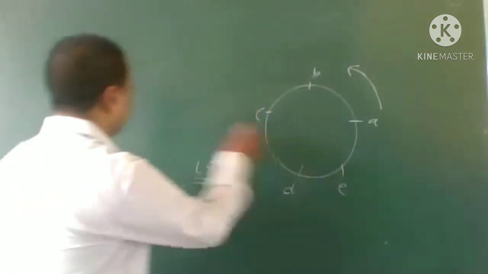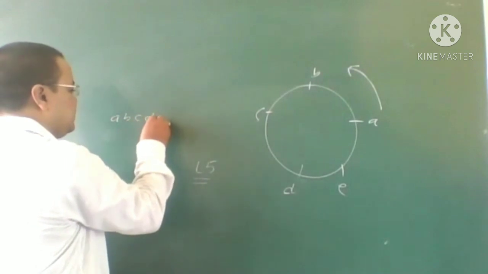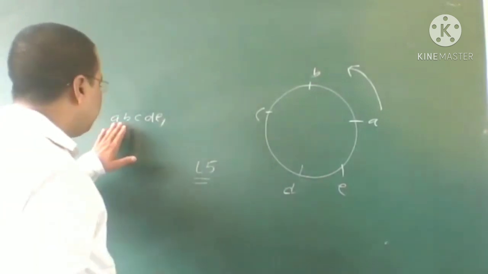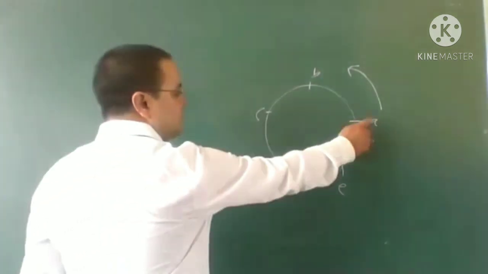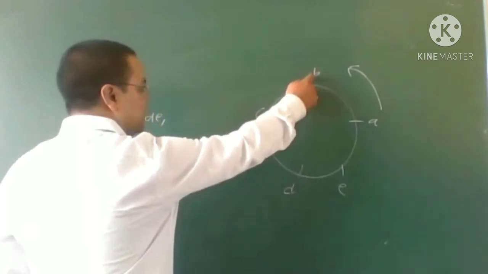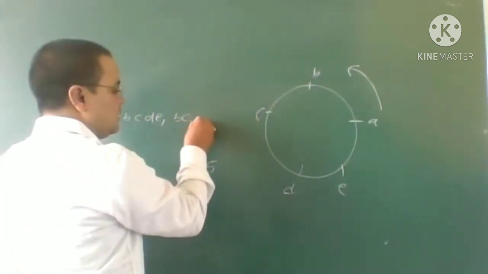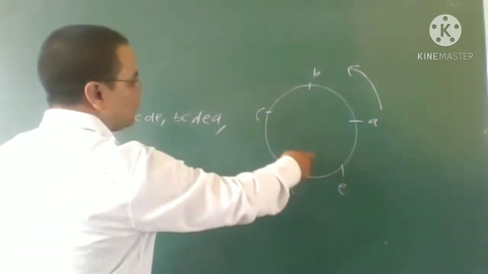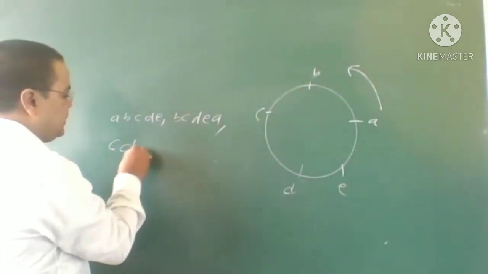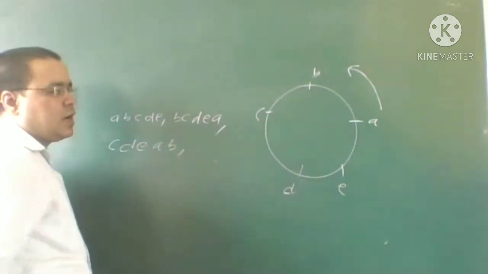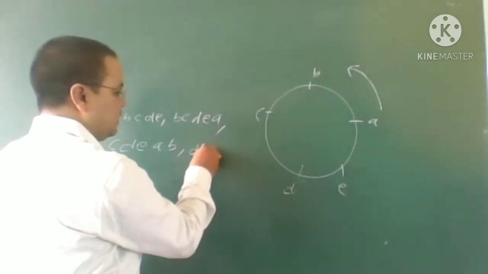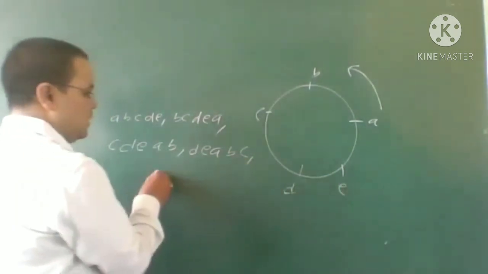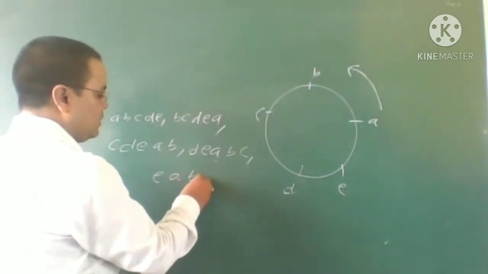But if we write A, B, C, D, E, try to understand, there is something different. Taking these attributes A, B, C, D, E, we can write B, C, D, E, A. Again, we start from C: C, D, E, A, B. Again, we start from D: D, E, A, B, C. Now I start from E: E, A, B, C, D.